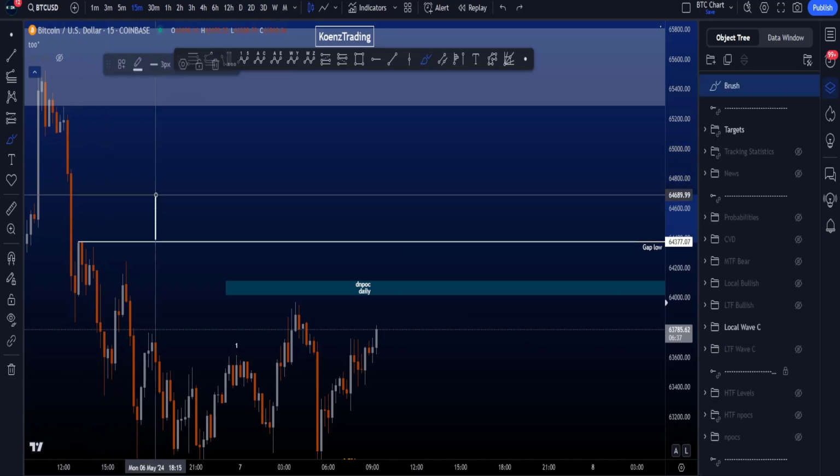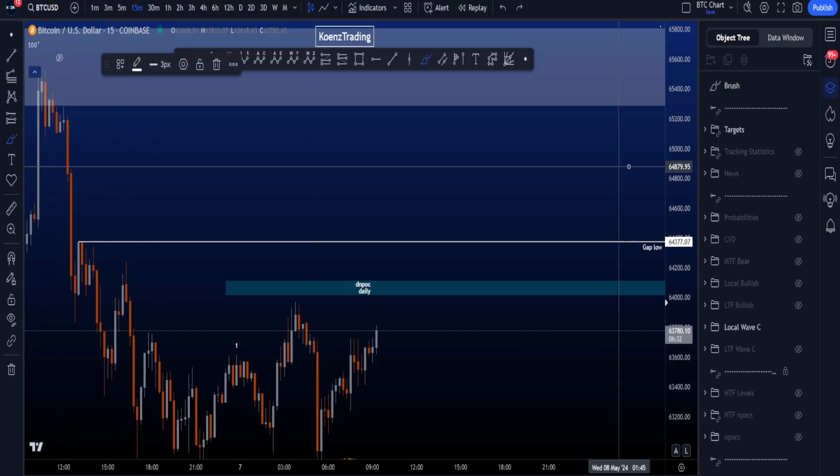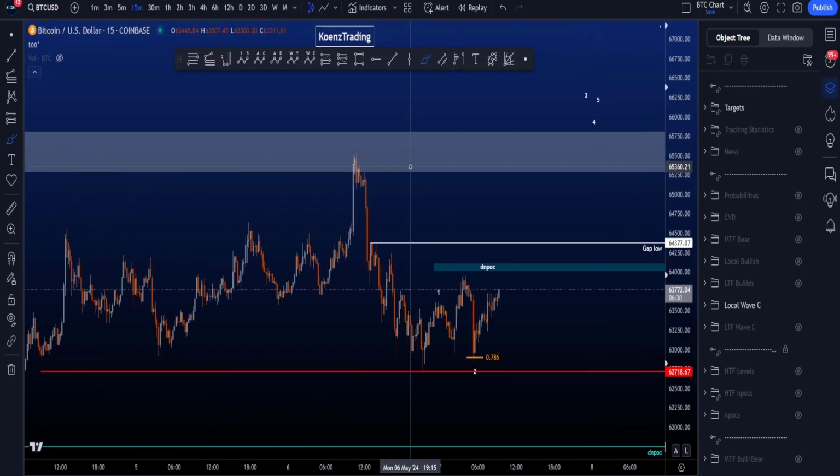The moment we start to close 1 hour candles inside this gap, it increases the probabilities to fill the gap to the upside, which in turn increases the probabilities to take the high.